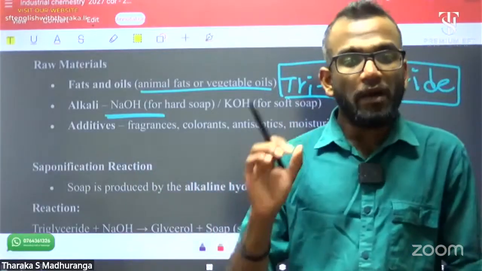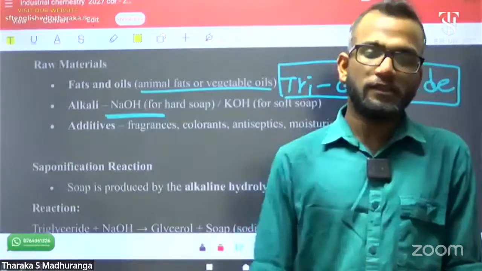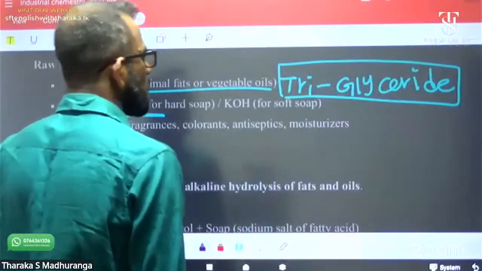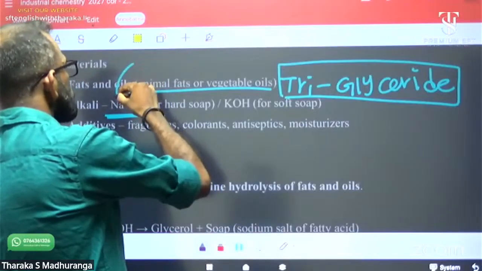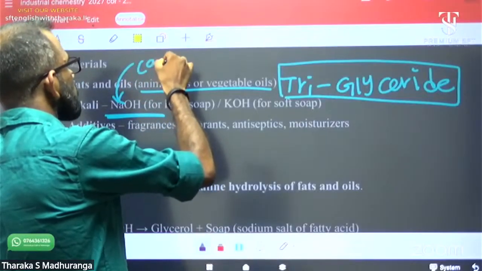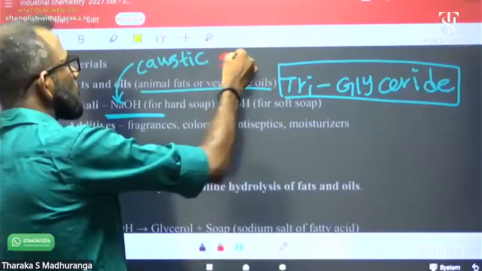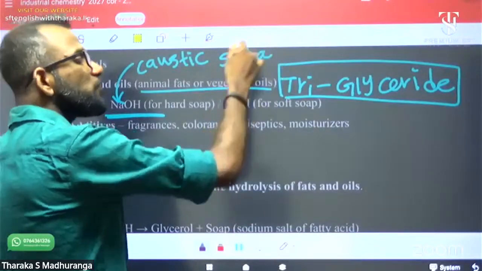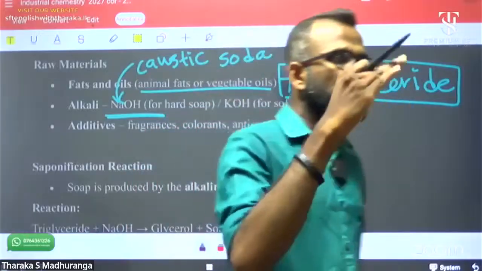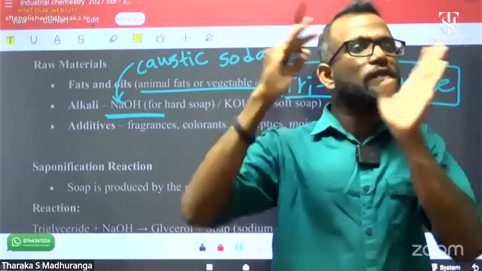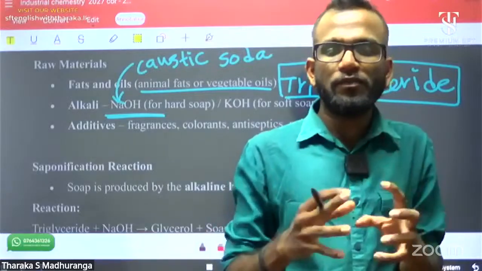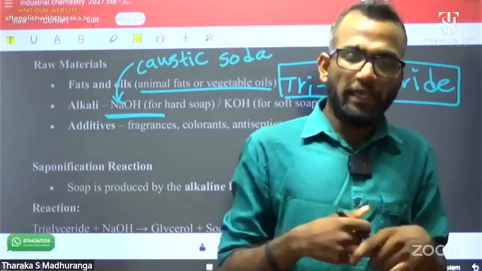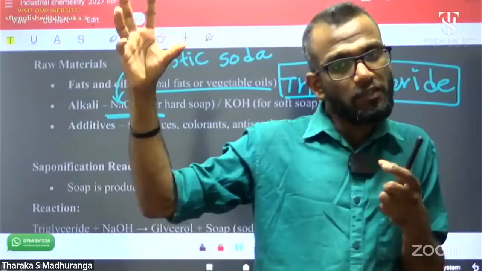Caustic soda is a powerful base. It has a pH value of more than 13. It is a very, very powerful base.